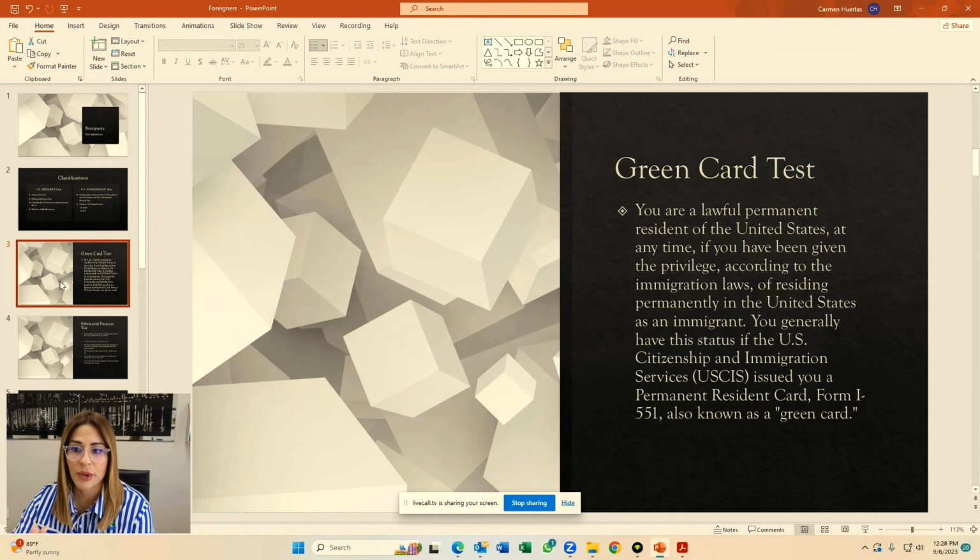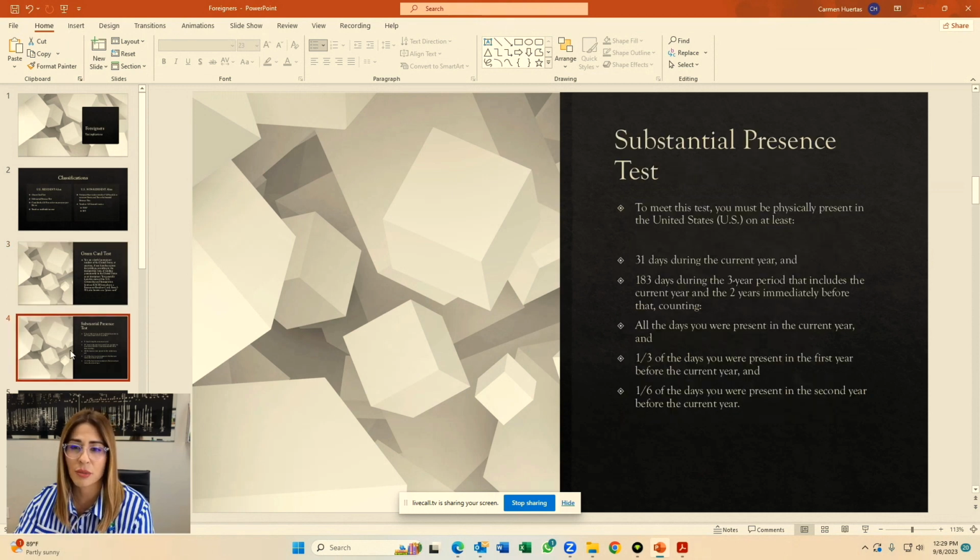So the green card test, we already touched upon it, but if you are a lawful permanent resident of the U.S. at any time, if you have been given the privilege according to the immigration laws of residing permanently here in the U.S. as an immigrant, you generally have the status of the U.S. Citizenship and Immigration Service issued you a permanent resident card, okay, which is also known as the green card. That's a pretty simple test. Either you have that or you don't. Now, the substantial presence test is a little bit trickier, okay? This, you have to do math to figure out, and that's not something we'll necessarily like to do. But let me try to explain it to you in a simple way so that you can understand it, okay?